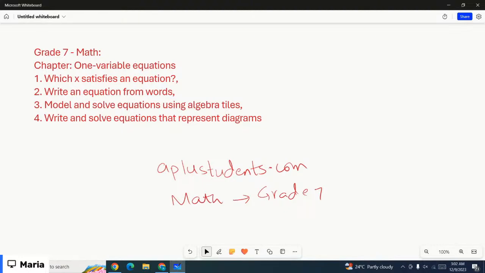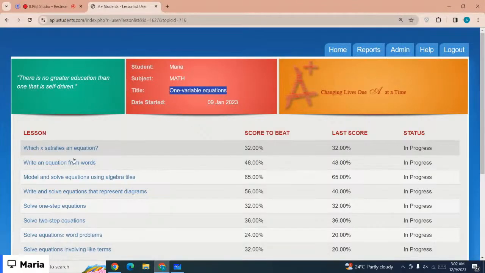Please make sure you have your notebook and pencil so that you can note down the important examples and definitions as well, right? So let's start with the lesson. Okay, here I am on grade 7 math. The chapter we're working on is one variable equations. Let's start with the first lesson, which x satisfies an equation.